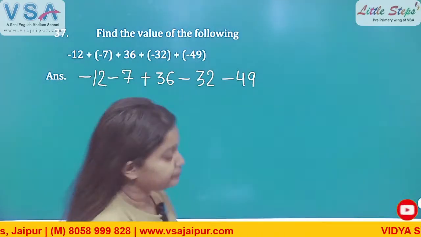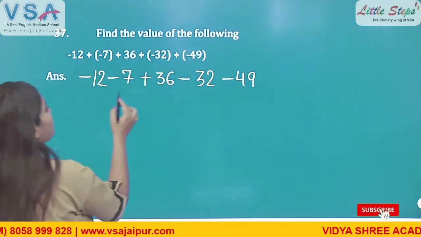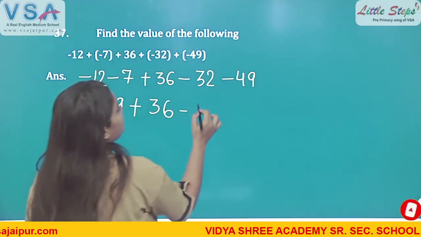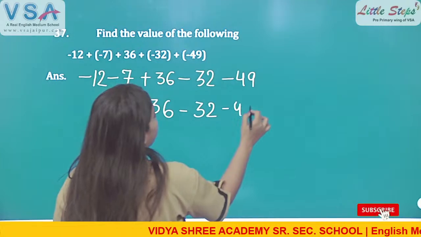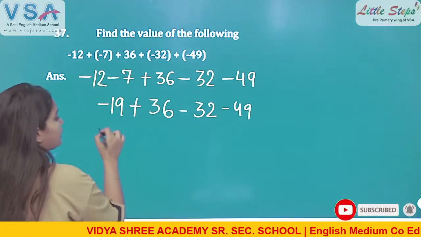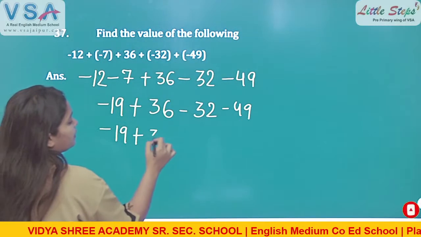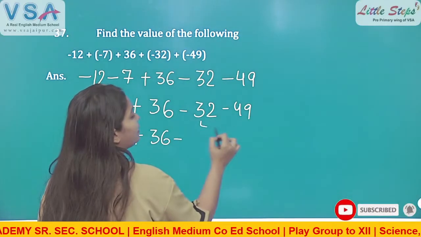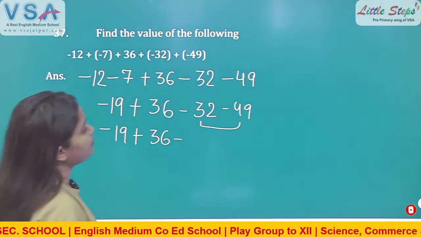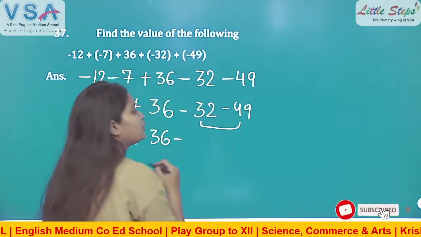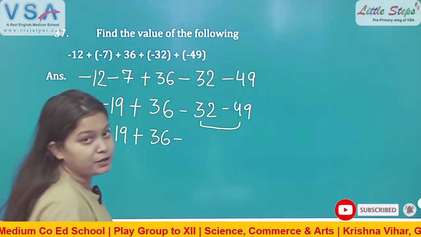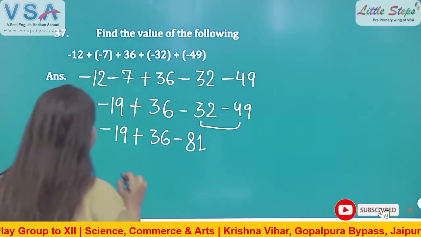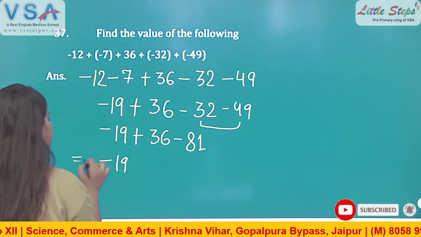Clear? So let's solve. Minus 12 minus 7 will become minus 19. Then plus 36 minus 32 minus 49. Step by step we will do all the calculation. Repeating all the numbers. Now let's add them. Minus minus will become plus. Now we have to add 32 plus 49. What do we have? 81. It's 81.